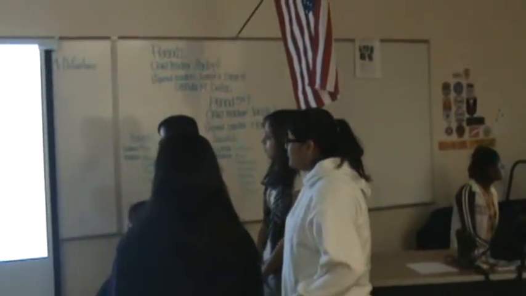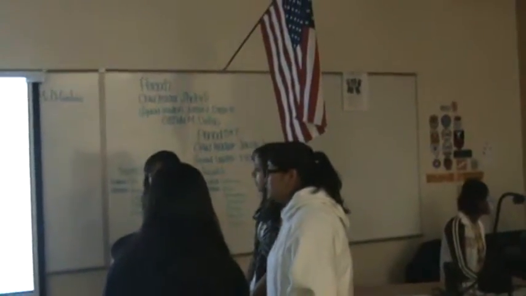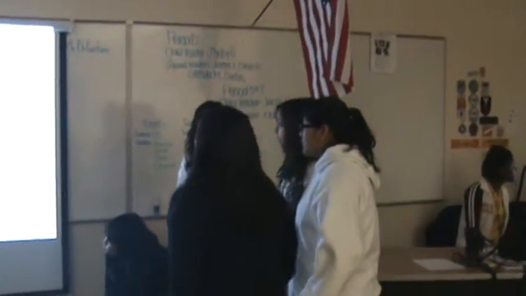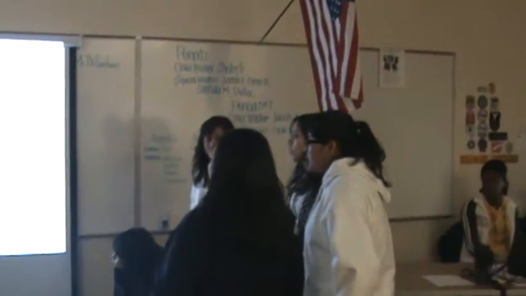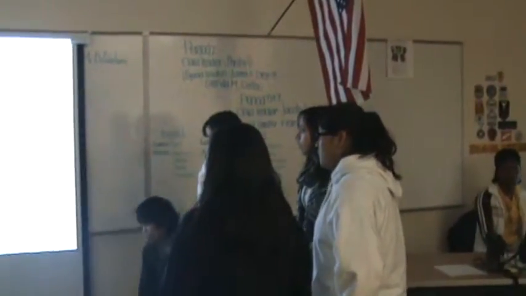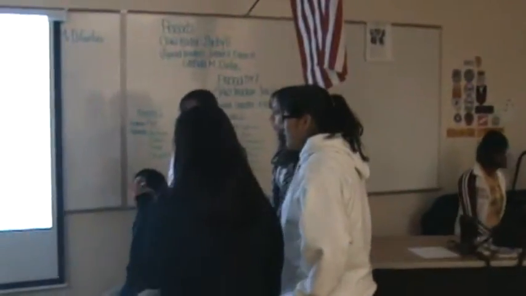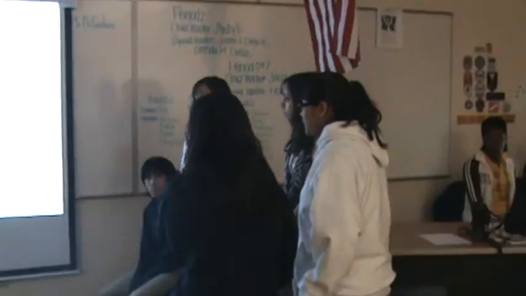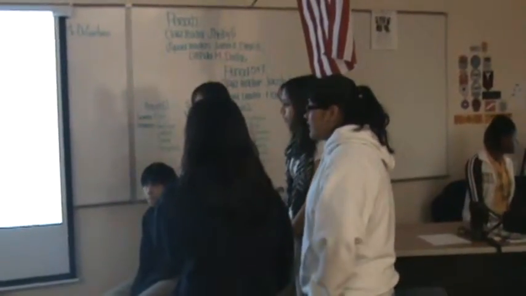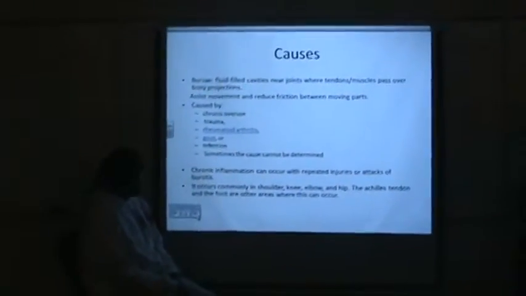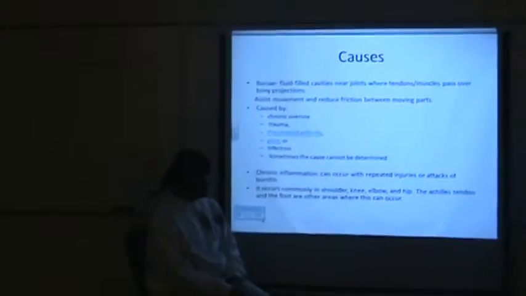Bursae are fluid-filled cavities near joints where tendons and muscles pass over a bony projection. They assist movement and reduce friction between parts. Bursitis is caused by chronic overuse, trauma, rheumatoid arthritis, gout, or infection that can cause massive permanent damage. Chronic inflammation can occur with repeated injuries or attacks of bursitis. It occurs commonly in the shoulder, knee, elbow, and hip. The Achilles tendon and foot are other areas where this can occur.